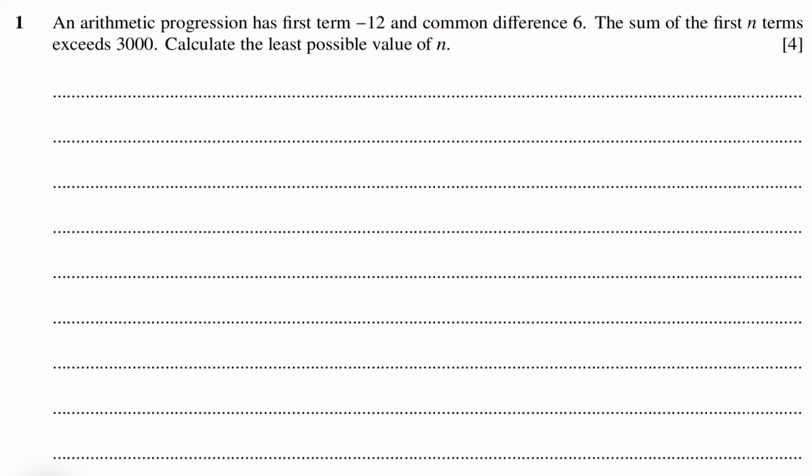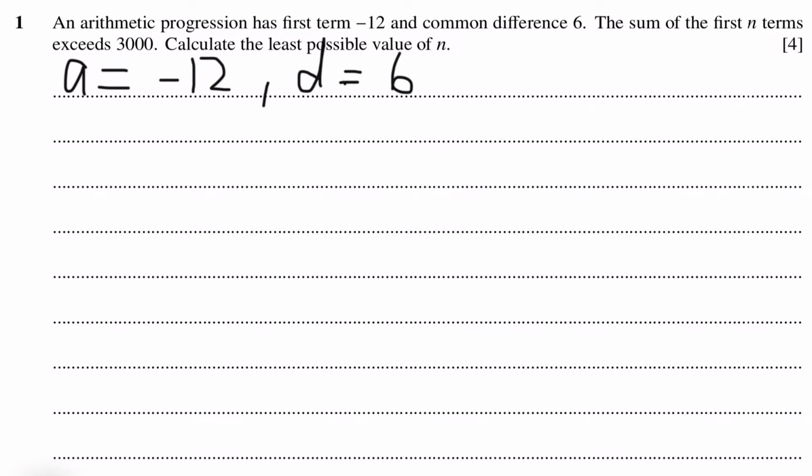An arithmetic progression has the first term -12 and the common difference of 6. The sum of the first n terms exceeds 3000. Calculate the least possible value of n. So first you have -12 for a and 6 for d.